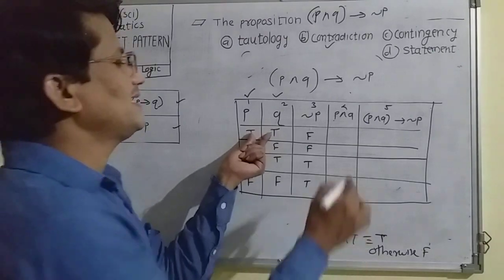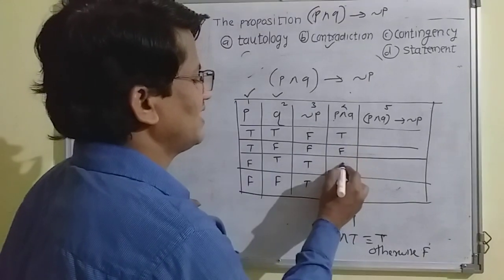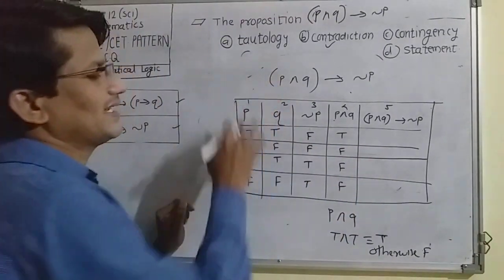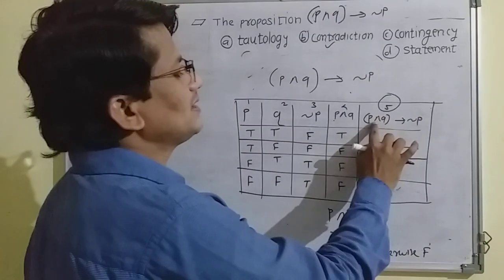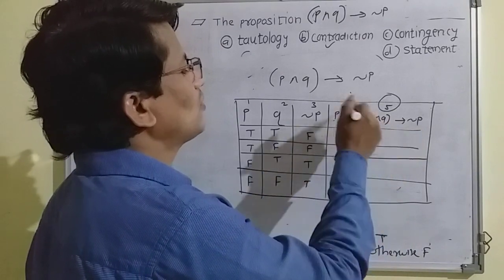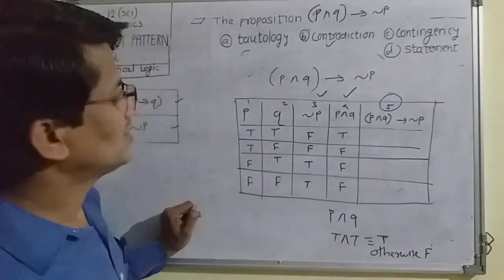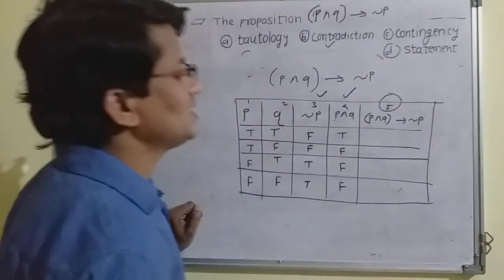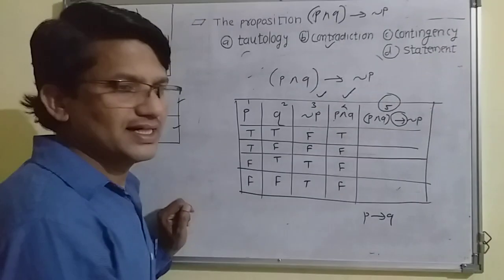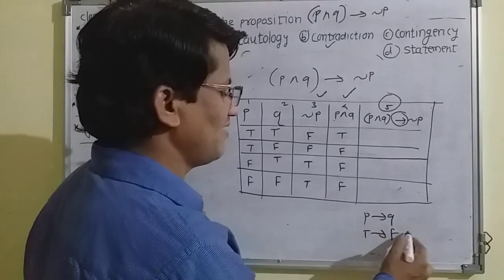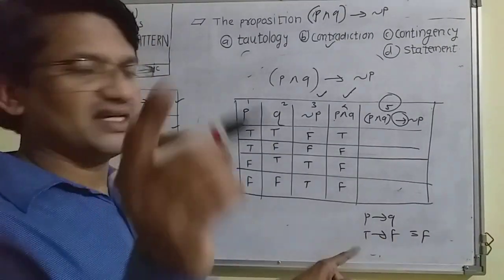Just observe here: double T, T and T result is T. Here double T, not here, not here, not here, so fill with all F. Now the last column, number 5. Here P and Q is column number 4 and negation P is column number 3, but there is an implies sign. Implies sign we know, P implies Q: T implies F result is F. Not F implies T, only T implies F.